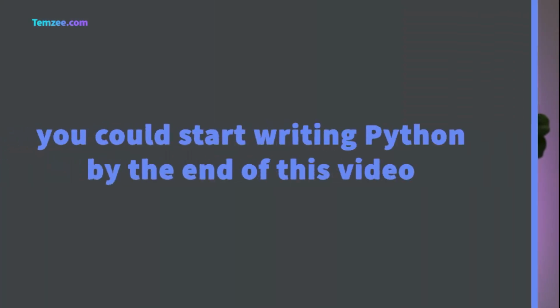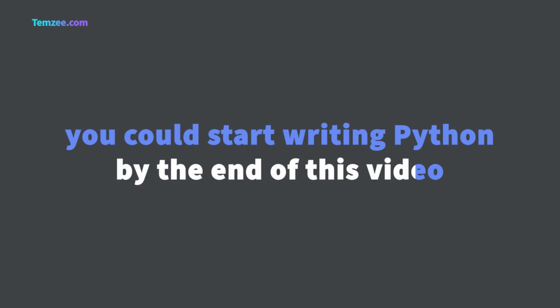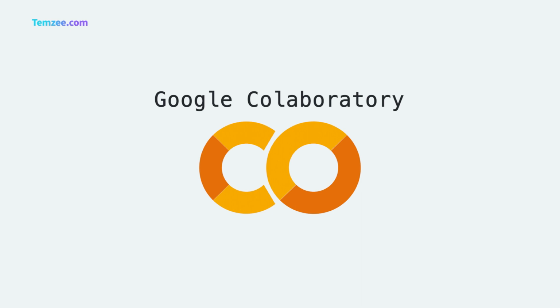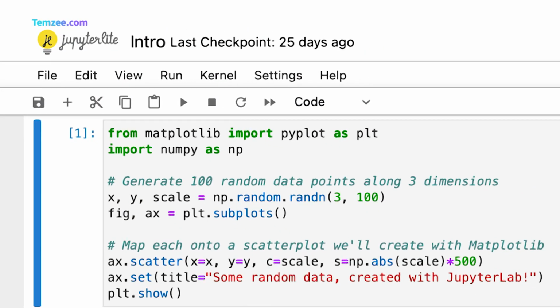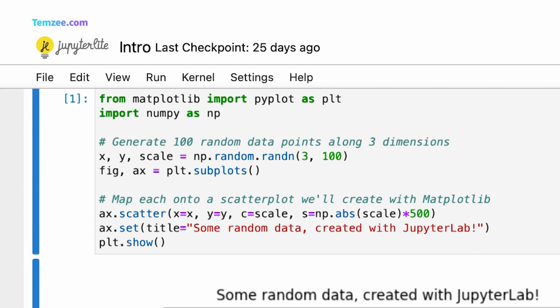So, what if I could just hand you a computer that already has everything a budding data scientist might need pre-installed on it so that you could start writing Python by the end of this video? I kind of can with a tool called Google Collaboratory. Google Collaboratory, also called Colab for short, allows you to write Python in a specific kind of document called a notebook. Notebooks are the most popular tool for writing data science code.